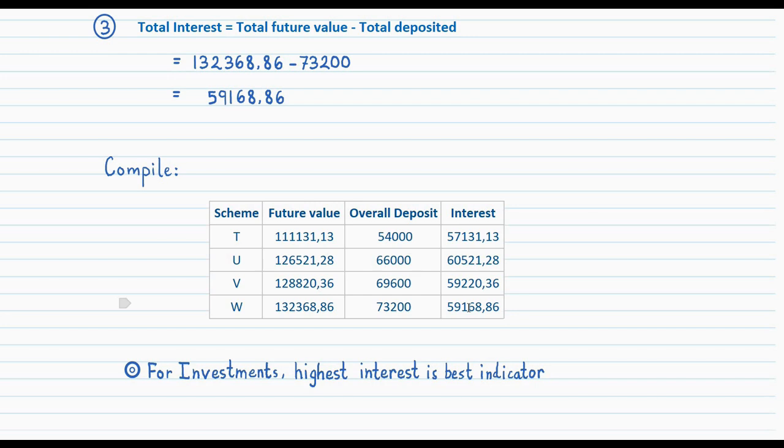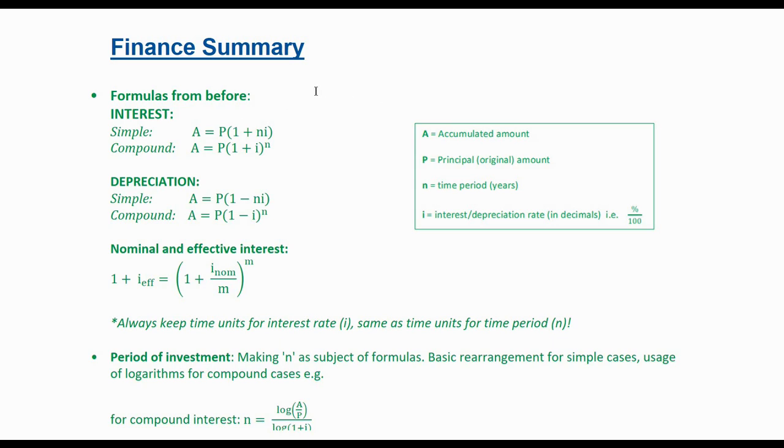Now I'll summarize everything we've covered in this video. First, we looked at the various formulas related to finance that you should be familiar with from before. And before I describe the formulas, these are what all the terms in the formulas mean. A is the accumulated amount, P is the principal or original amount, N represents the time period in years, and I represents the interest or depreciation rate in decimals. So if you're given the rate as a percentage, you divide it by 100.